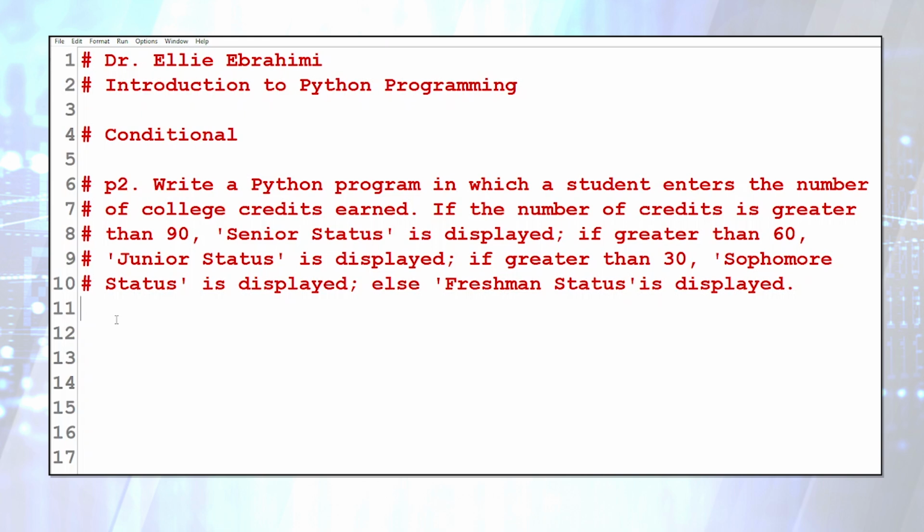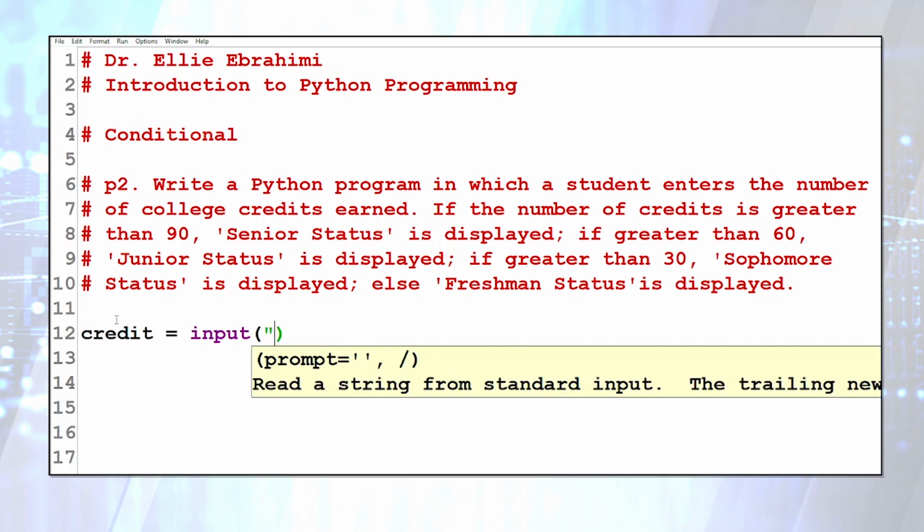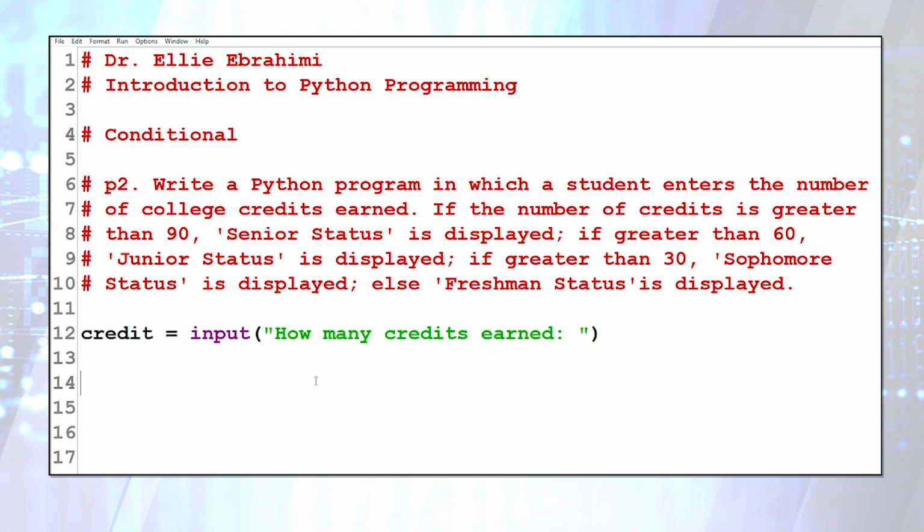So I'm going to say credit, and then I'm going to get an input from the user, and I'm going to say how many credits earned. Okay, so we are going to have that message, and you can test it, run it, check to see if this variable works, and then when you're ready, you can set up your condition.